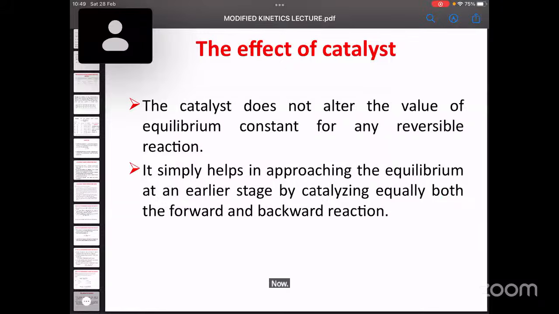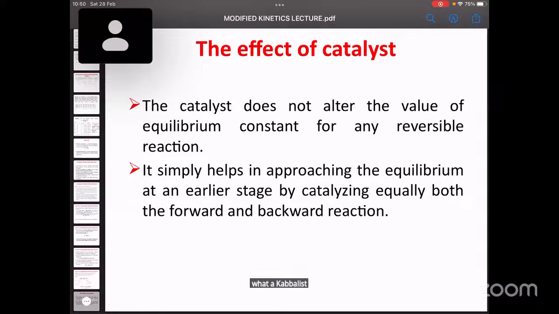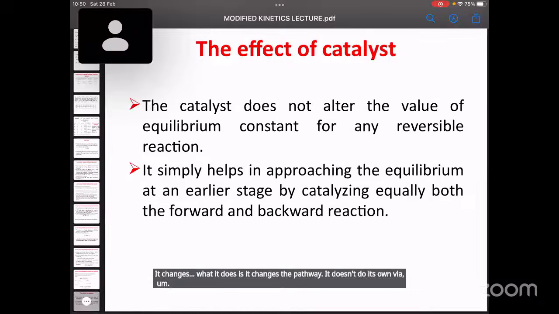Now, of course, we already said that the catalyst does not alter the value of the equilibrium constant for any reversible reaction. Oh, sorry, forget this. What the catalyst does, like I said, is that it changes the pathway. Its effect on rate of reaction is by changing the pathway completely.